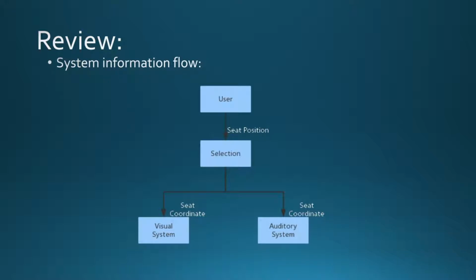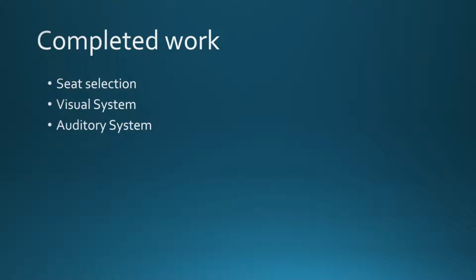The user chooses a seat in the selection system. Then the selection system transfers the seat into a 3D coordinate and inputs the coordinate into the auditory and visual system to help the simulation of watching movies. Then we will talk about our completed work in detail, including seat selection, and the visual and auditory systems.